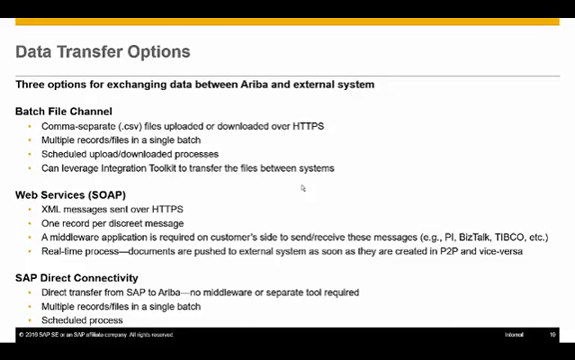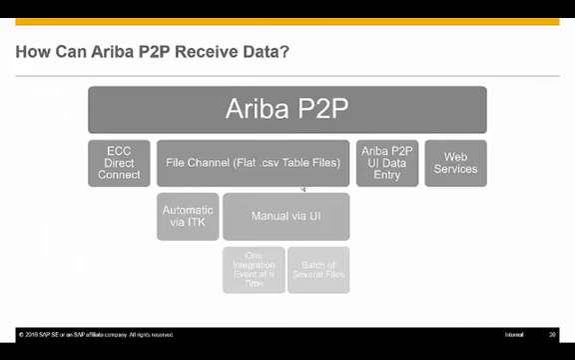Again, this is a batch mechanism. It can be scheduled. It's not real time, but you can schedule it to achieve near real time integration. This is just a pictorial representation of the different options that you have, how Ariba P2P can receive data. Pretty much the same options. You can do CSV file channel, you can do ECC Direct Connect, you can do web services. You always have the option of going into P2P and loading the data manually.